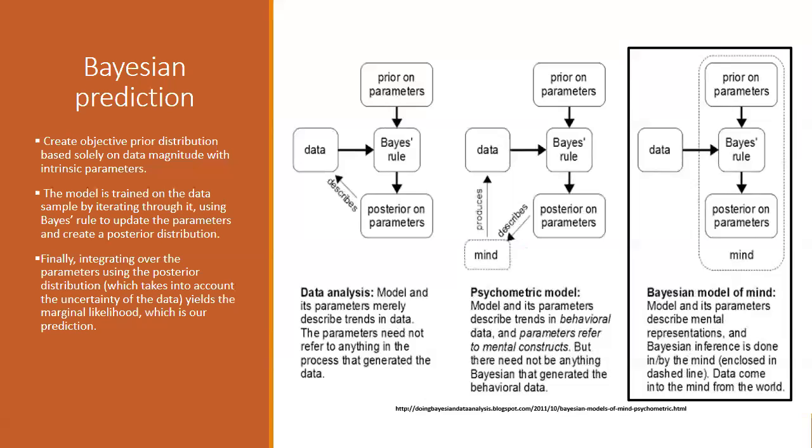After this process, we have a posterior probability distribution along with a set of parameters that have been trained to the sample. From here, we can integrate the posterior distribution over the parameters to predict the outcome of the data points that aren't in the training sample.